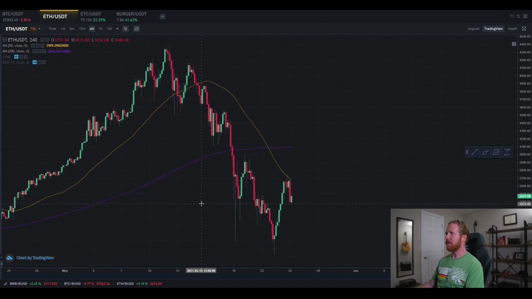Ethereum on the 4-hour chart is basically just a copy and paste of Bitcoin right now. Normally, Ethereum does very well when Bitcoin does poorly. However, Bitcoin has been doing so poorly that Ethereum is following suit.